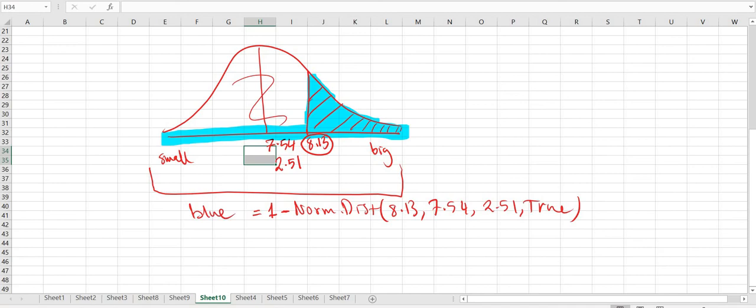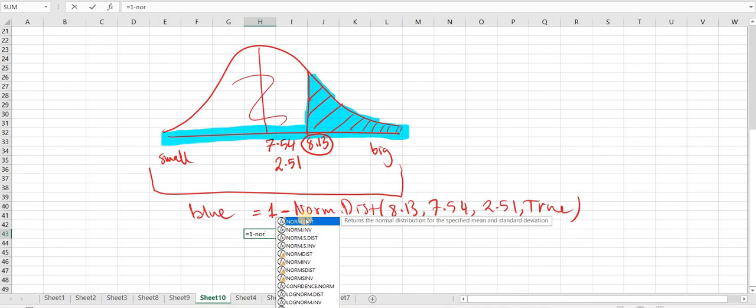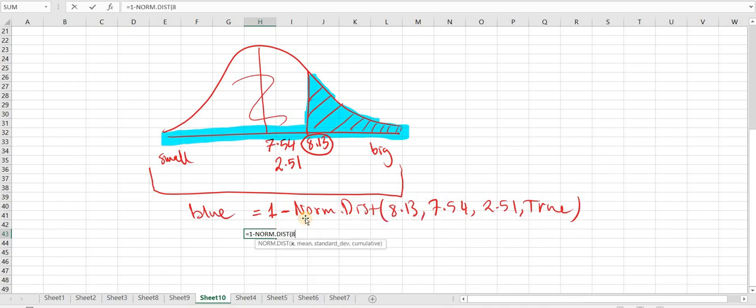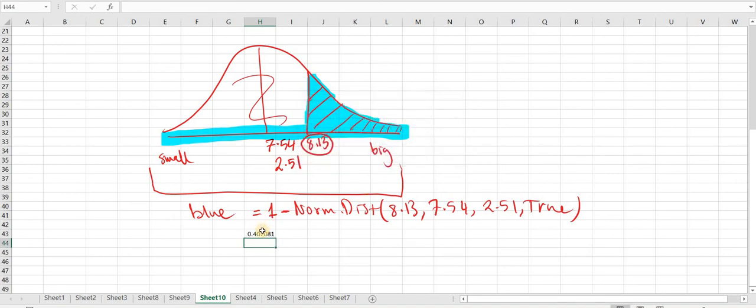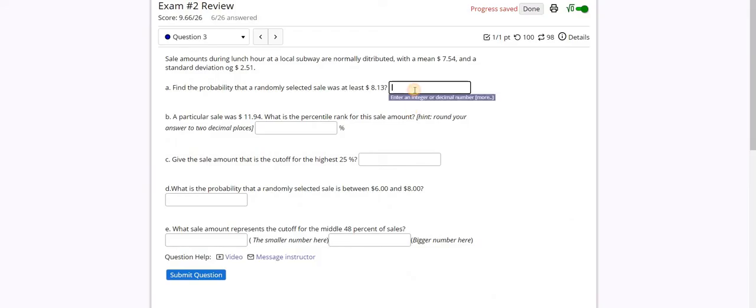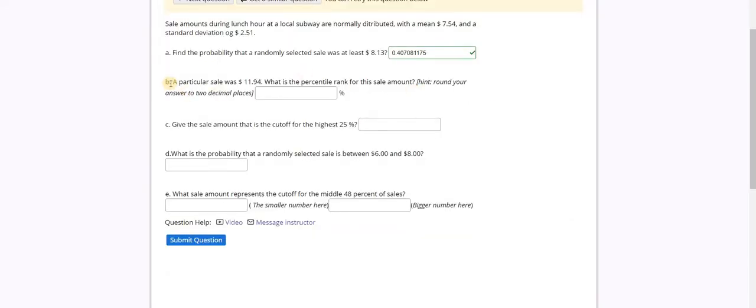So I can't find it using NORM.DIST right away, but I can say 1 minus NORM.DIST to find the area to the right of a number. So 1 minus NORM.DIST of 8.13, comma, the mean 7.54, comma, the standard deviation 2.51, comma, TRUE. And that gives me the answer. So I'm just going to copy that, and I'm going to paste it in here.